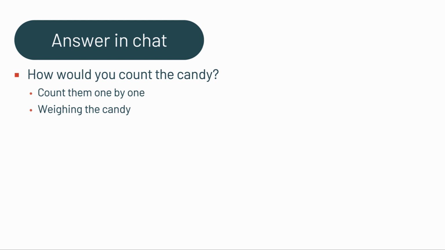Now, that would give you a count relatively quickly, but I never told you that the candies were the same types of candy, right? So what if there are different types of candy in that jar? Then you can't guarantee that all of the candy weighs the same, so you might not have an accurate count.